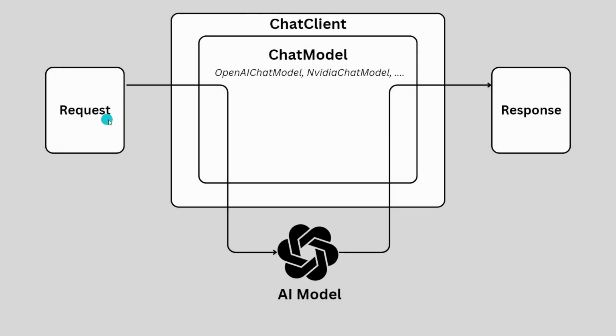So we give a question to ChatClient. ChatClient uses chat model to send a request to the AI model. The AI model processes it and sends the response back through chat model. Then ChatClient delivers the response to us.